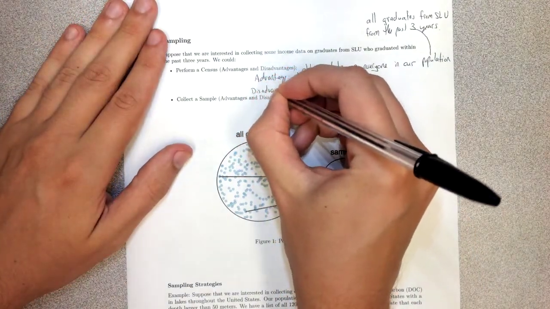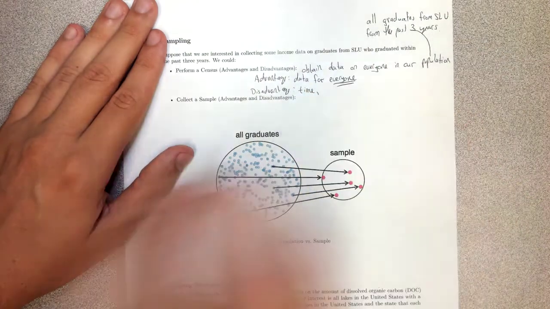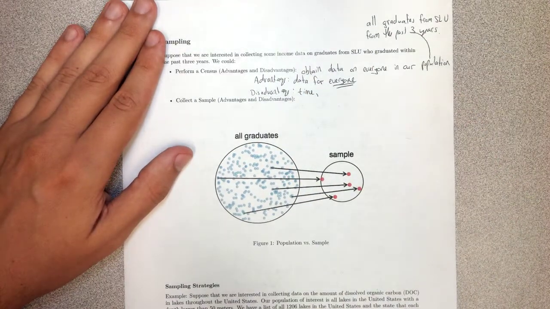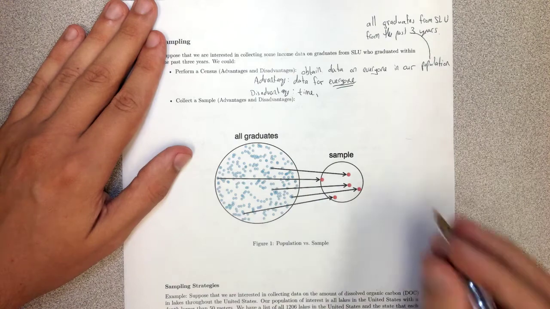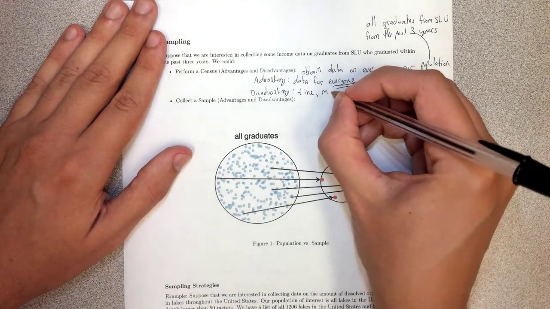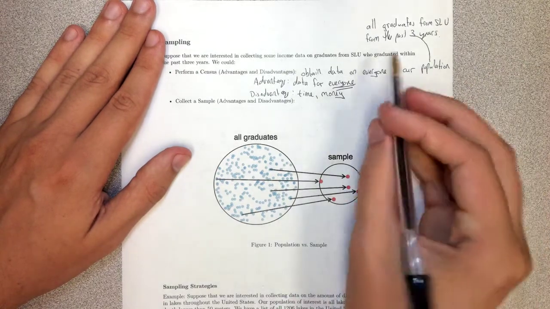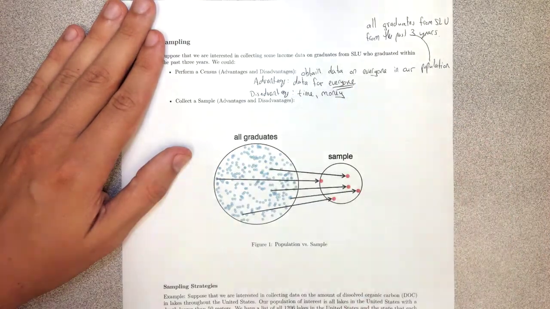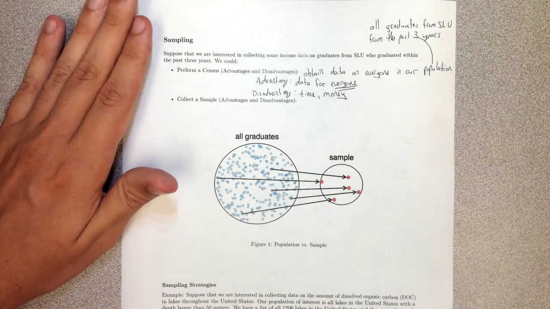A disadvantage, so there are a few. One is that that's going to take a lot of time. We didn't really talk about how we're going to get in touch with all these graduates, but probably by phone calls, emails, and then some aren't going to respond, so you have to follow up, and so on. The other big constraint, not so much in this example, but in others, could be money.